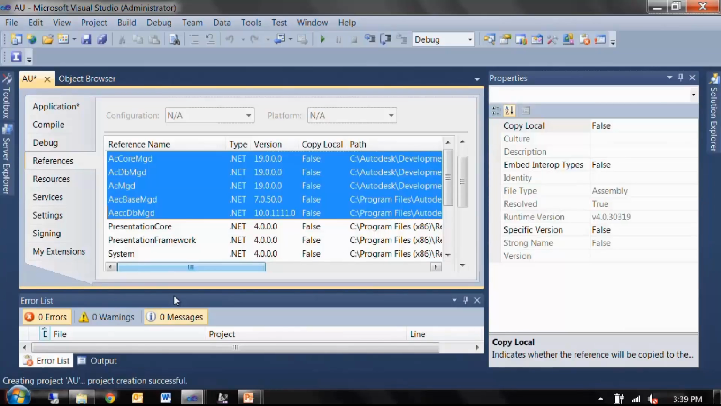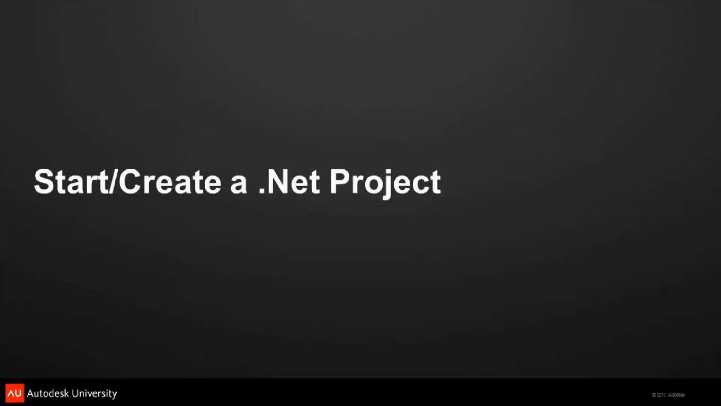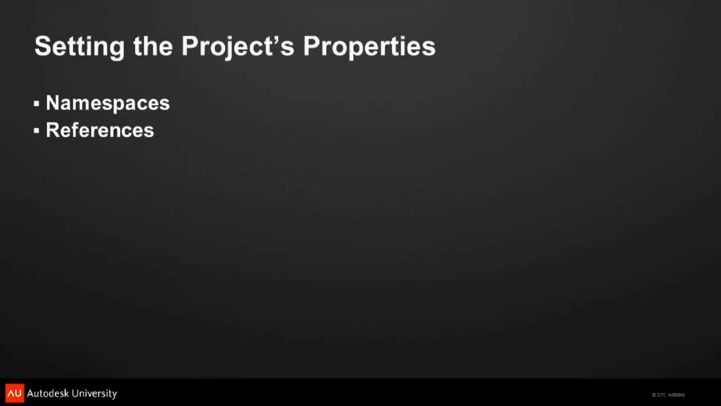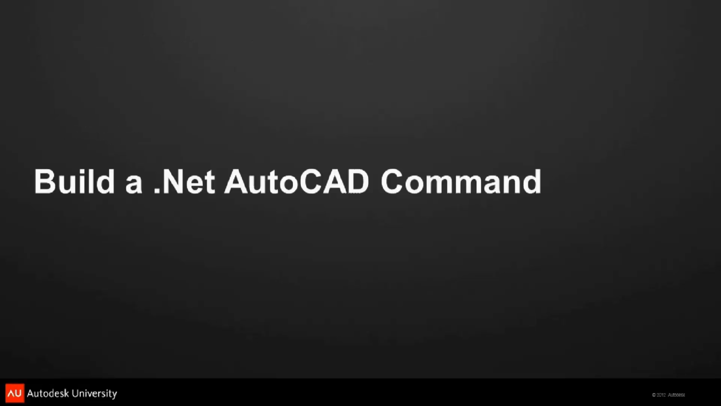All right, so that's kind of what it did for us. Very simple to do with the templates that Autodesk has. I didn't really do anything. I just walked you through and explained what it did. So we created our project. And when we created our project, we walked through a little bit about the namespaces, and we'll look at that in a little bit more detail as we get farther in. And we did take a look at our references as we went along as well. So now let's go ahead and build our .NET AutoCAD command.